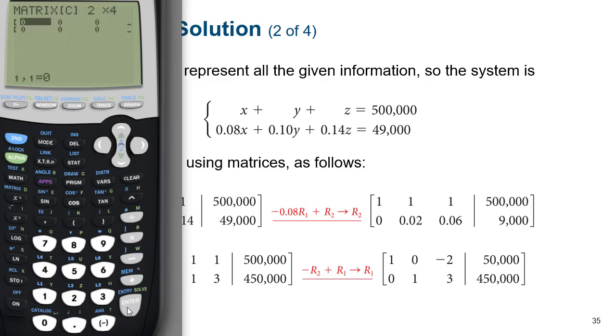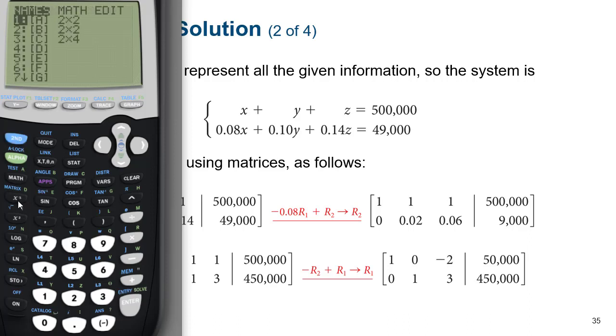Okay. So now just type in your coefficients. 1, enter, 1, enter, 1, 1. So I don't know why that middle one was off. This one should be 500,000. There we go. And then 0.08, 0.1, 0.14, and 49,000. Okay, so we've defined our matrix.